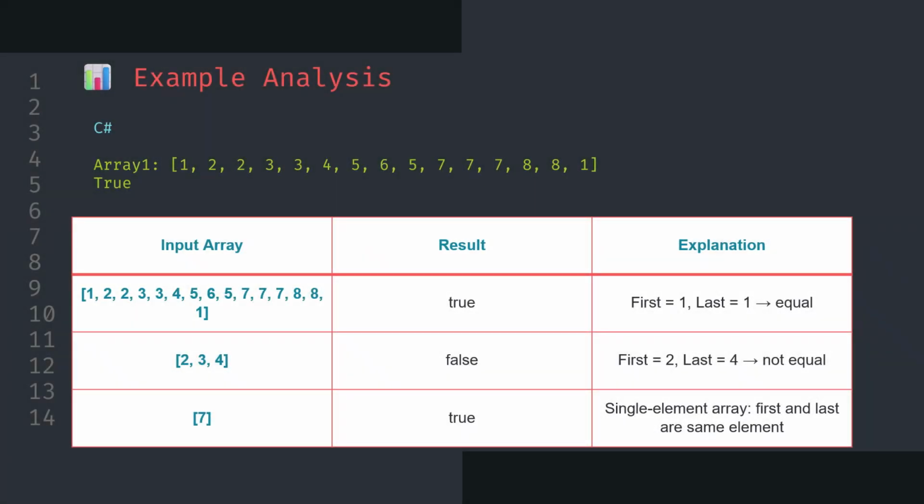Let's run a few test cases. The sample array returns true. A single-element array always returns true because a single value is both first and last. If you expect empty arrays in your application, add an explicit check and decide whether to return false or throw an error. That's dependent on the use case.